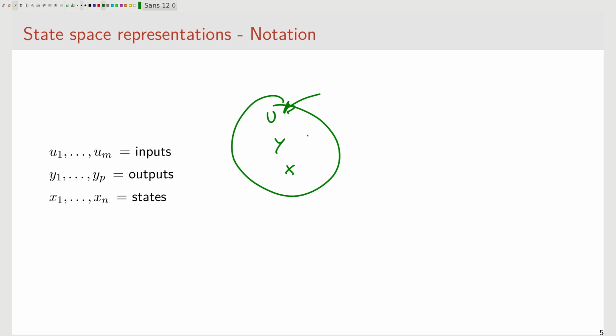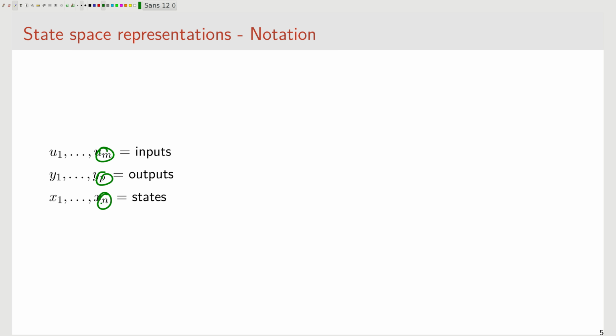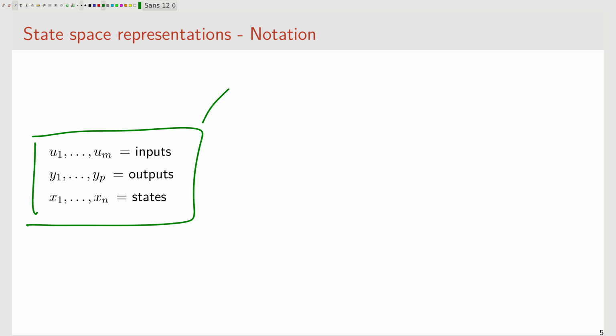This will be an input, this will be an output, and this will be a state. Moreover, since we might have multidimensional systems with several inputs, several outputs, and several states, we need a subscript: m for the inputs, p for the outputs, n for the states. Always. This is something that everybody uses, and you must use this notation here.